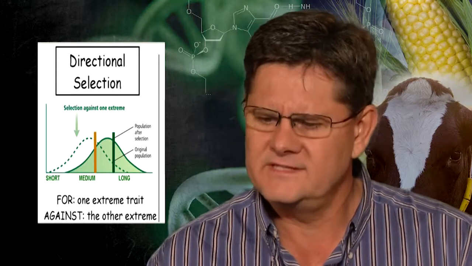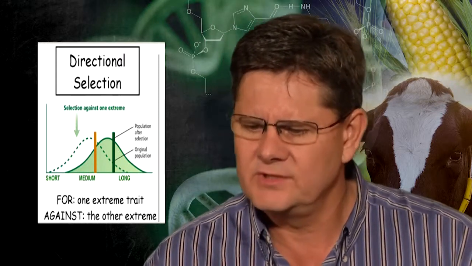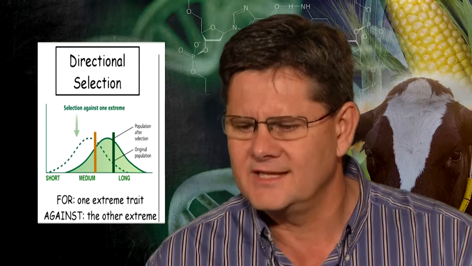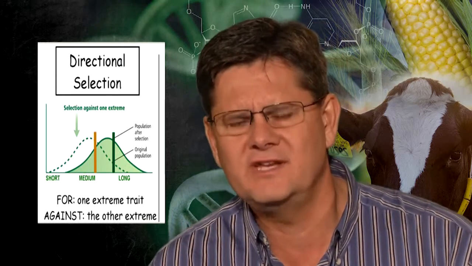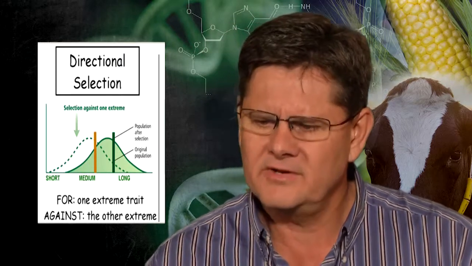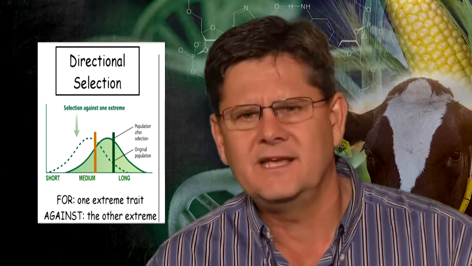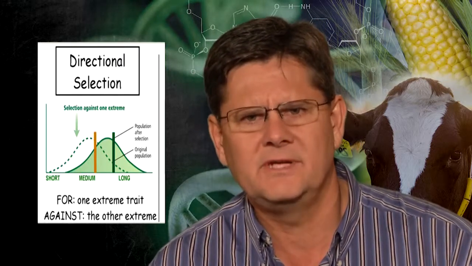In all of these 3, you look at the short, the medium, and the long. That is the different types of population in the spread of the trait in your population. All right. In directional selection, we select for one extreme trait, or we select for a couple.